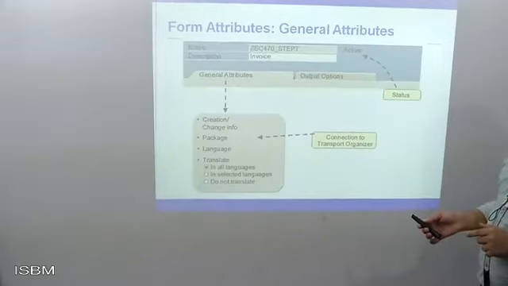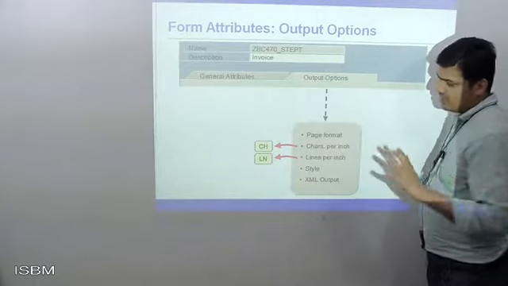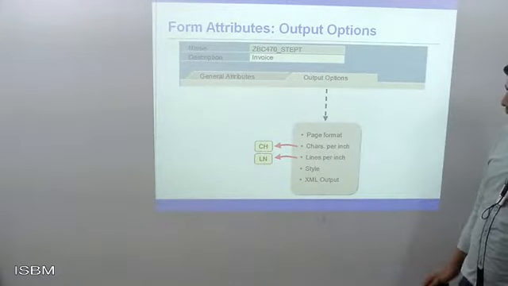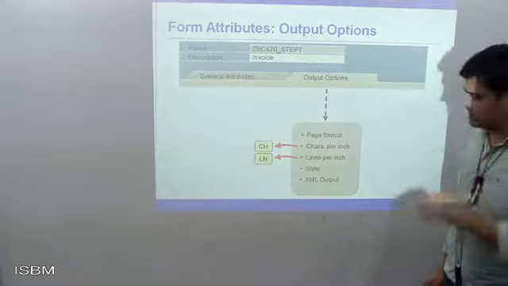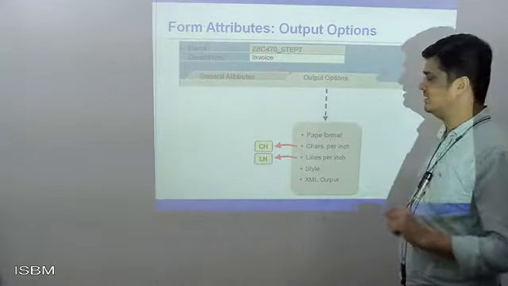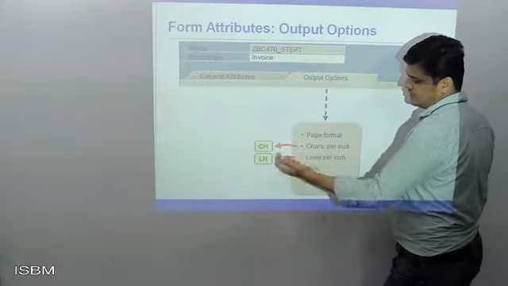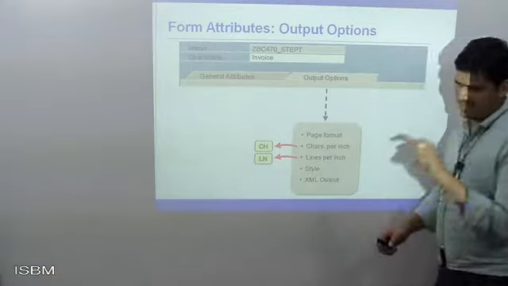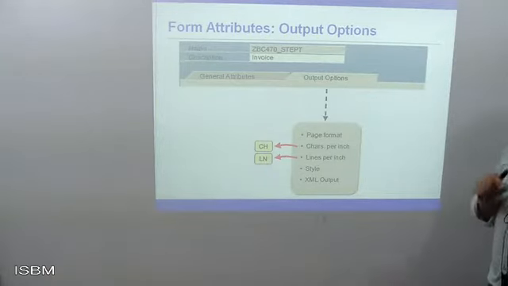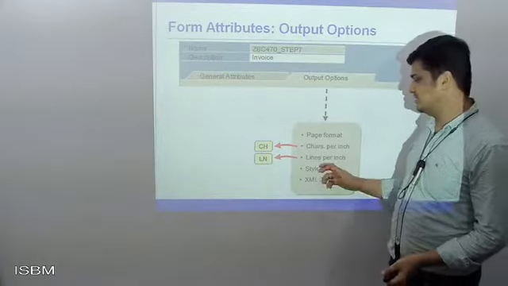You can see over here the page format, then characters per inch. There is an option in the Smart Form for how you write the characters per inch, in 1 millimeter or 1 centimeter. According to that you can write your characters. So we have to choose. Then we have lines per inch, how many lines come. If you want a thick line or a very thin line, you can choose according to that. Then we have a style.